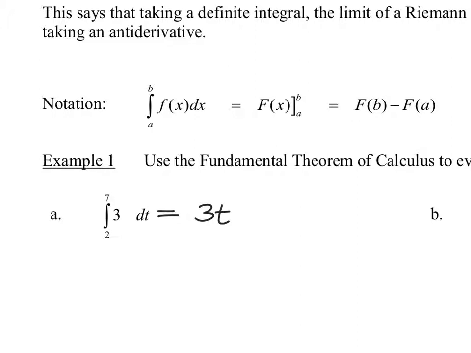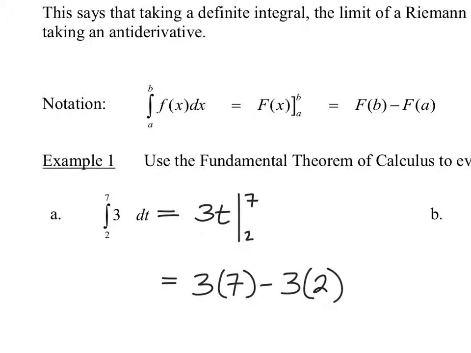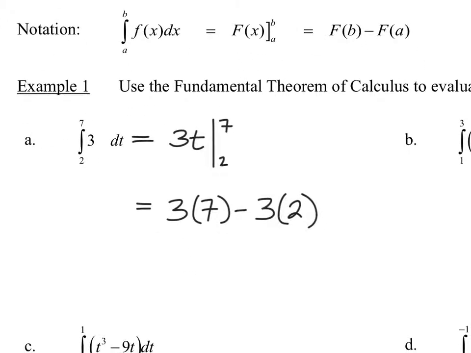The antiderivative of 3 with respect to t is 3t over the interval of 2 to 7. So all I'm doing is taking 3, multiplying it by 7, and 3 multiplying it by 2. So I'm substituting the 7 and the 2, top bound minus the bottom bound. So you get a result of 15.